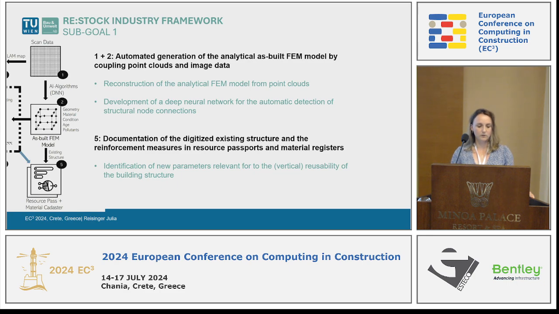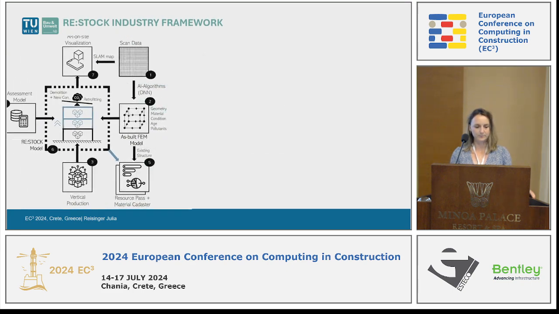And then when we have the whole documentation, geometry, material, the condition, the age, and the pollutants within the structure, we can integrate them in the resource passports, but also identify these new parameters which are relevant for the vertical reusability of a building structure. For example, load, some safety in load conditions, so that in future you know, okay, there is still 30% available for carrying additional loads, and that this is documented.